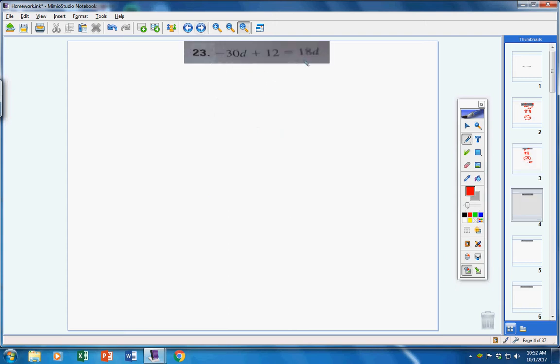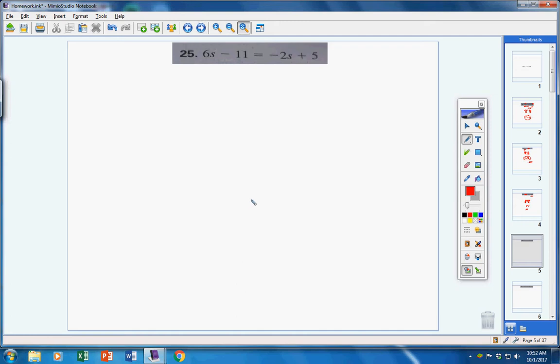Alright, number 23. Step 1, simplify both sides. Nothing I can do. Step 2, eliminate fractions. Next, move your variable terms to one side. So I'm left with 12 equals 48d. No simplifying to do. Isolate the variable and divide both sides by 48. This can be reduced to 1/4. Alright, so the answer to number 23 is 1/4, or 0.25 is also acceptable.